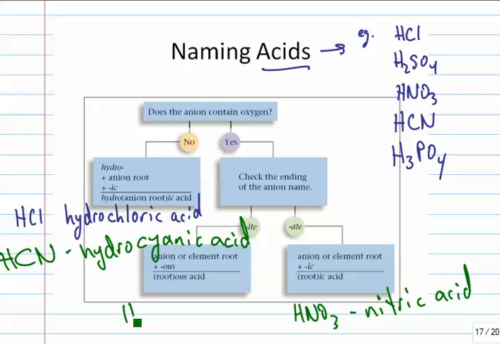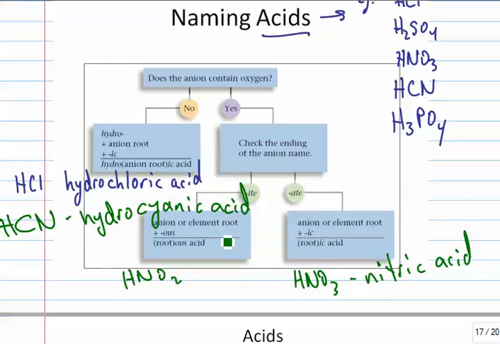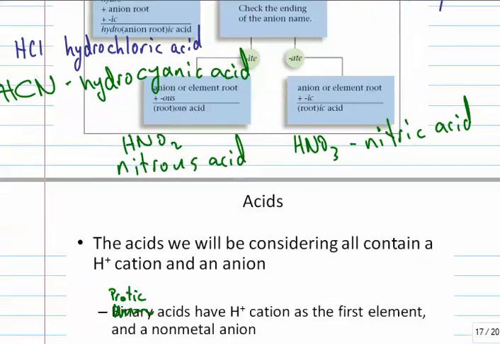If we had HNO2, now we're no longer talking about nitrate, we're talking about nitrite. And when we have the ITE ending, we change that ITE to an OUS ending. So nitrite becomes nitrous acid. We'll go over these rules a little bit more.